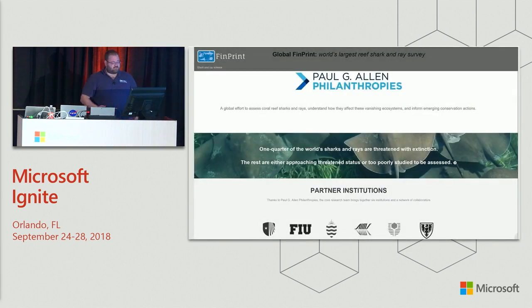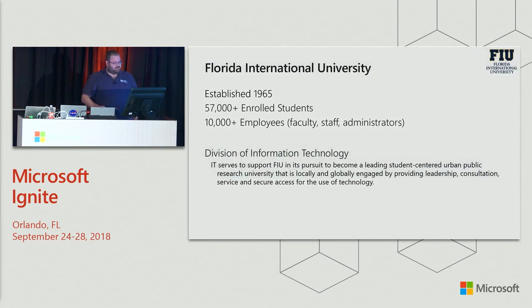So the video you just saw is from Global FinPrint, which is part of the Paul G. Allen Foundation of agency sponsors. And FIU is a partner, one of the primary partners in helping with this global research project. So FIU is Florida International University. We were founded in 1965. We're a large research university in South Florida.